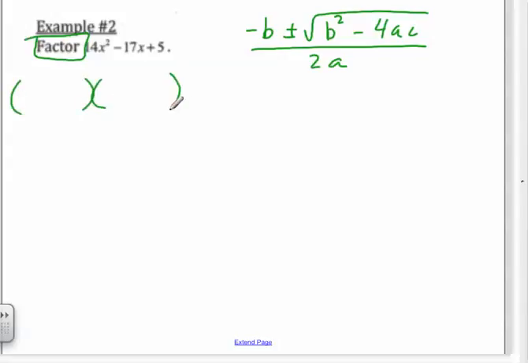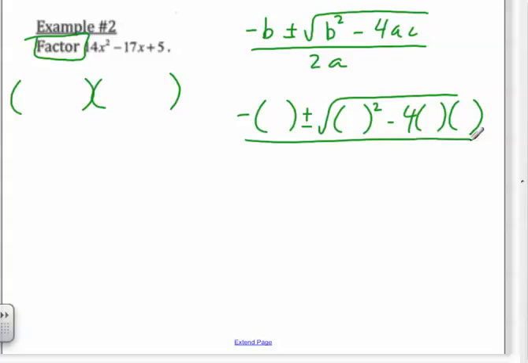Okay? Now, I'm going to rewrite the quadratic formula with my parentheses, just holding my places. Okay? All over 2a. Now I need to look at my quadratic and figure out what a is. What is a, Max? 14. Good job. What is b, Jack? Negative 17. Excellent. What's c, Taro? C is equal to 5.